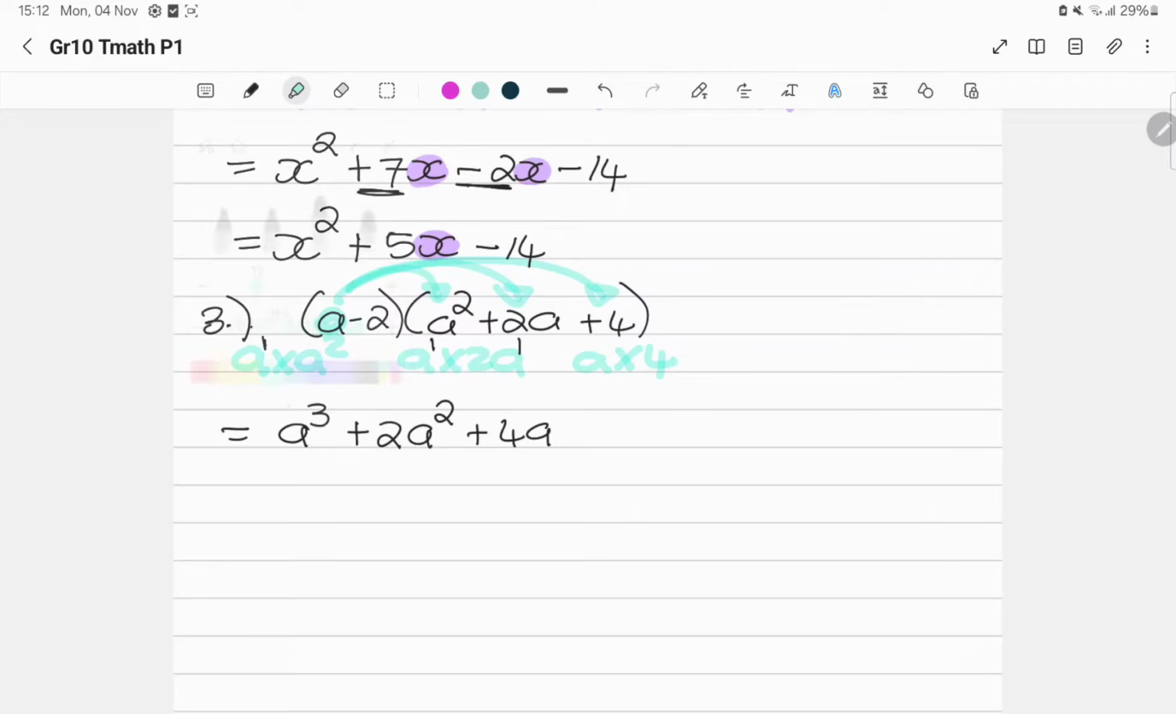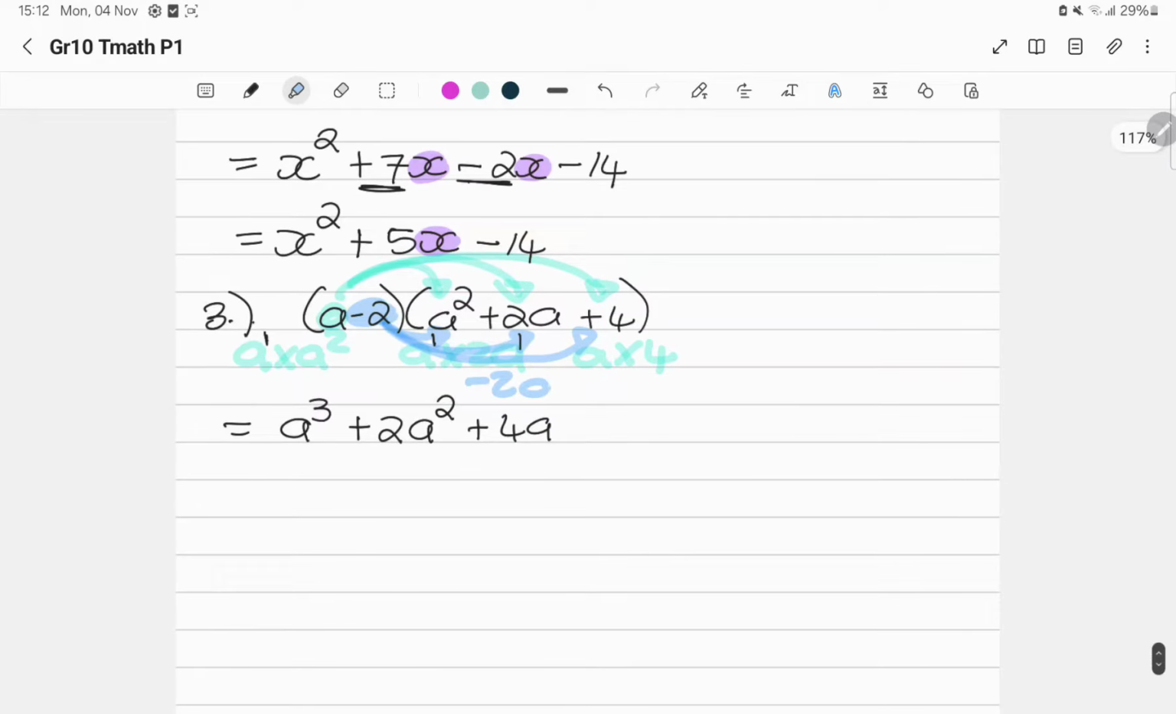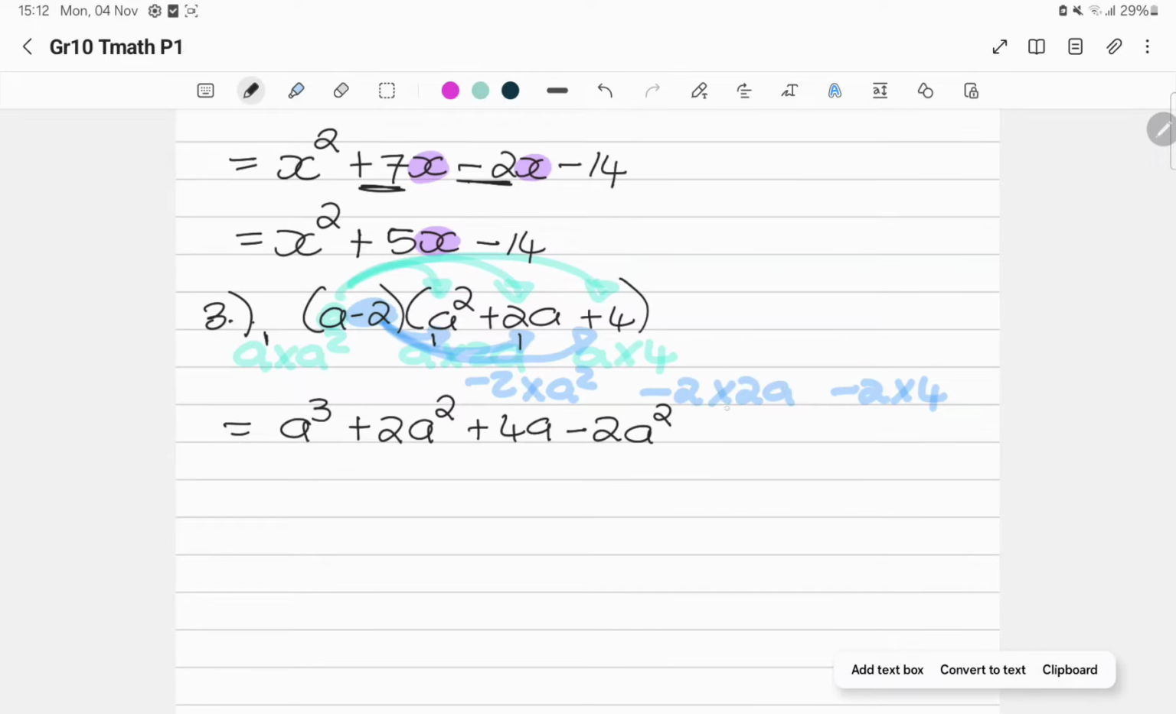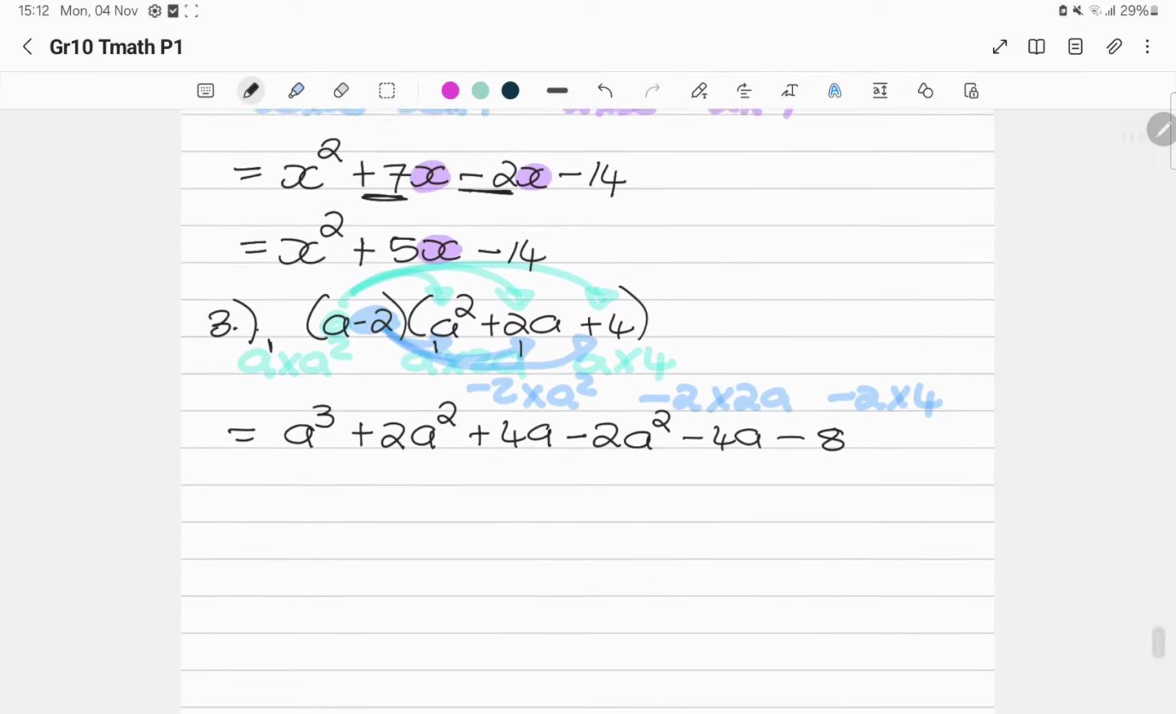Now I multiplied out my a. Now I have to do the same thing with my negative 2. So I'm going to say minus 2 times a squared, minus 2 times 2a, and minus 2 times 4. Minus 2 times a squared will give me minus 2a squared. Minus 2 times 2a will become negative 4a. And then minus 2 times 4 becomes negative 8.